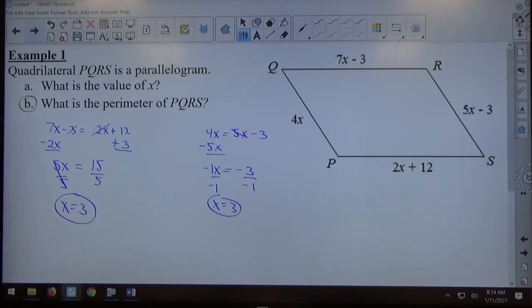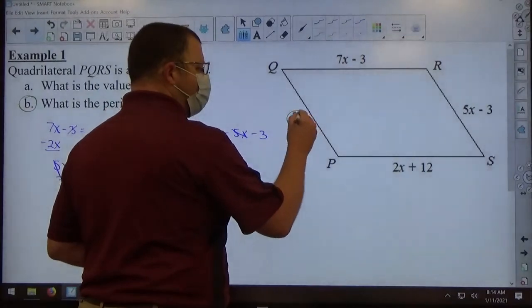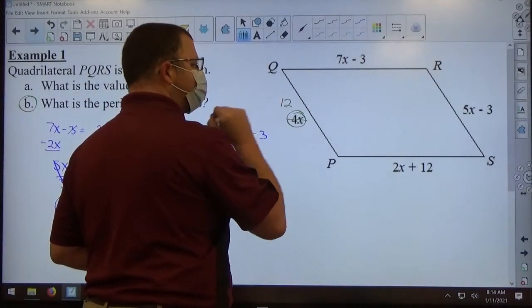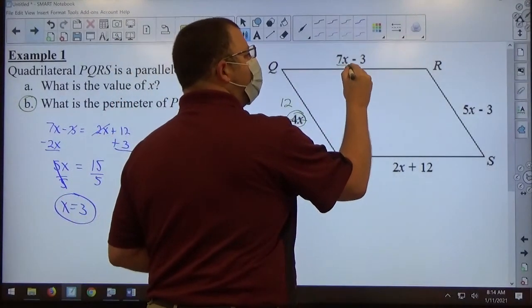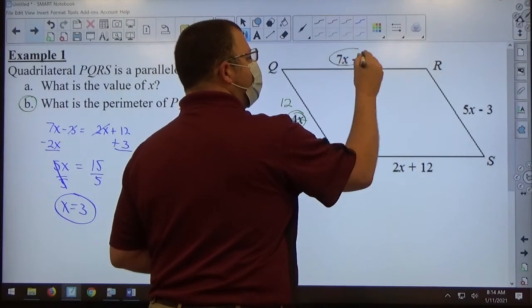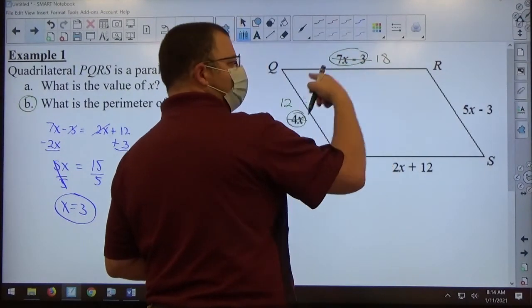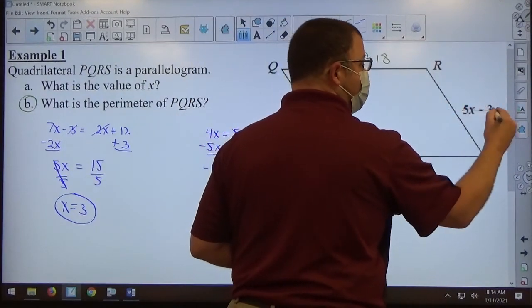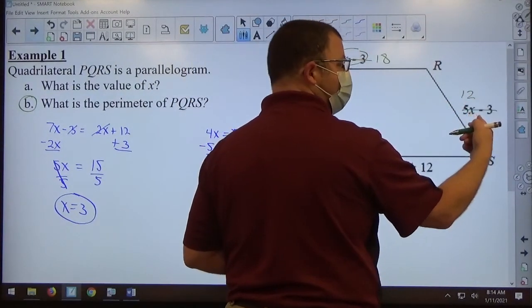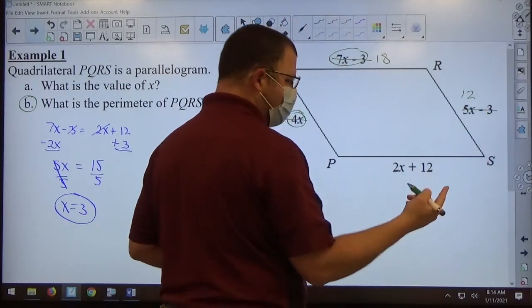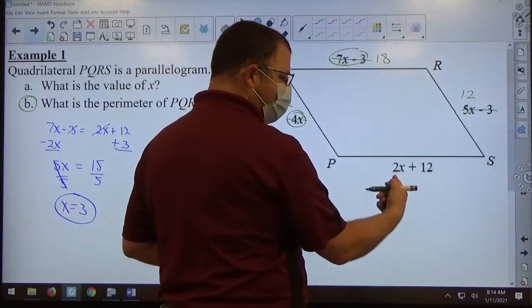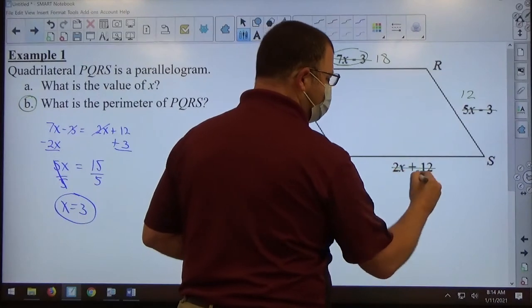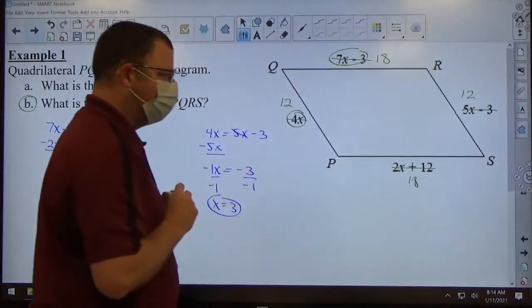But since x equals 3, 4 times 3 is equal to 12. 7 times 3 is 21. 21 minus 3 is equal to 18. Opposite sides congruent, so this should also be 12, but we can verify: 5 times 3 is 15, 15 minus 3 makes 12. That's correct. This should be 18. 2 times 3 is 6, 6 plus 12 is 18, so that gets us there.